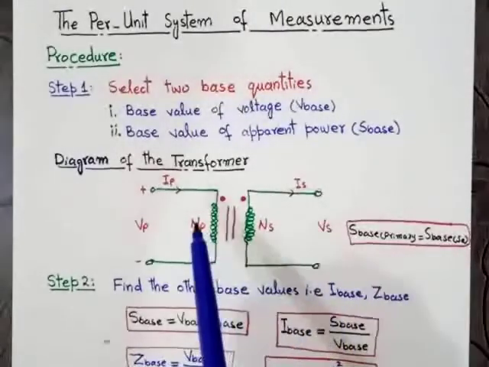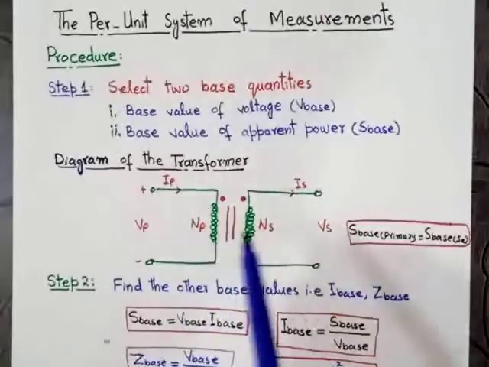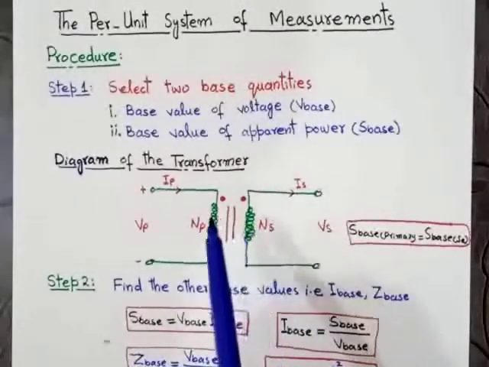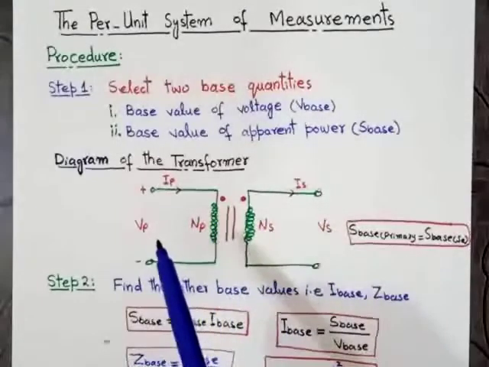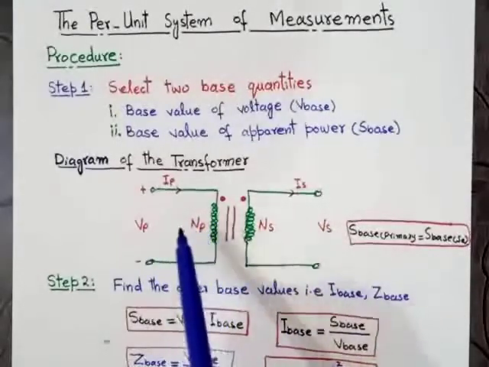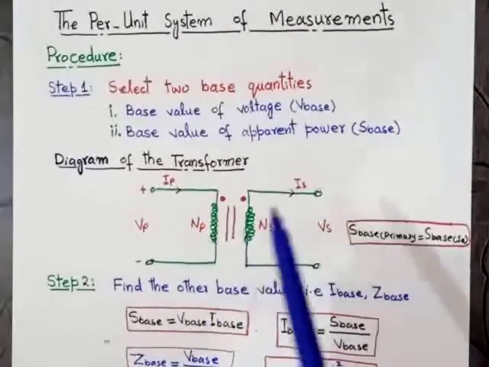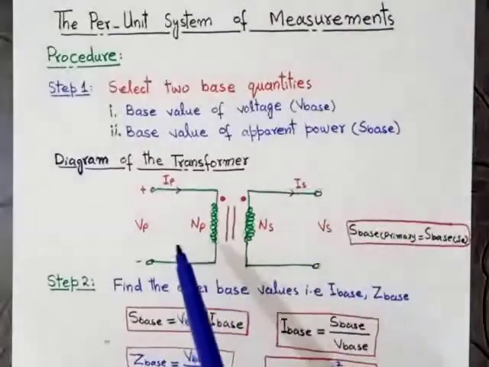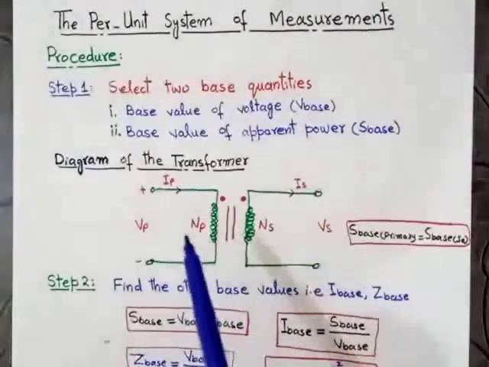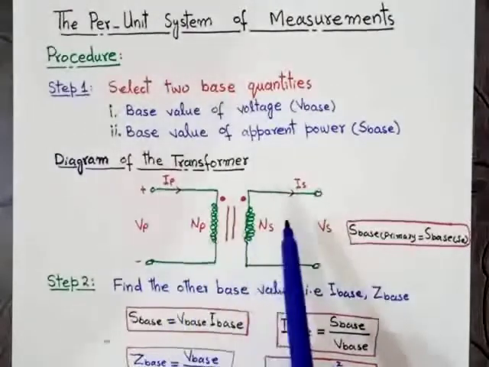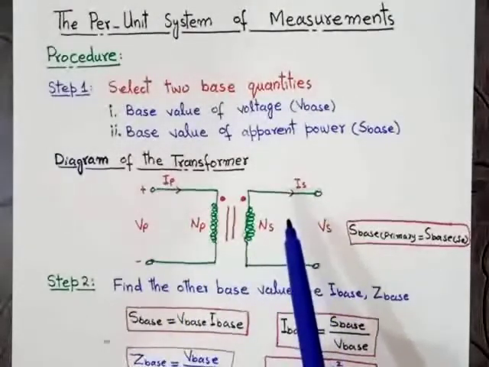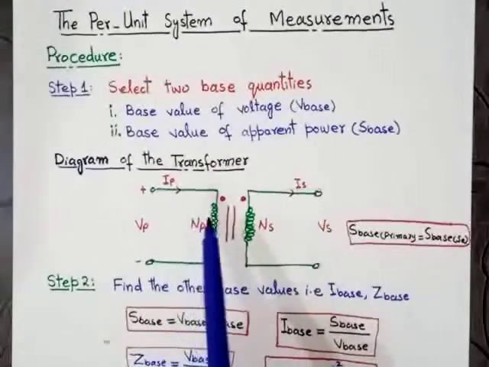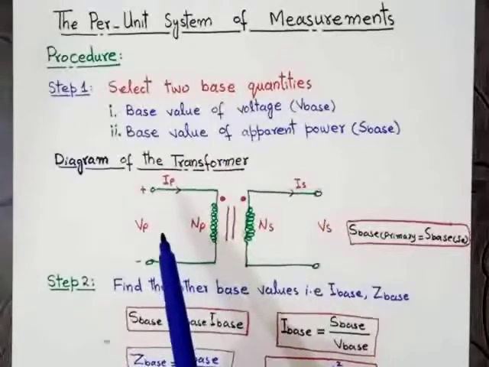As we know, in case of transformer, the power remains the same. Transformer does not change the power. Transformer does not step up or step down the power. Power can be real power, reactive power or apparent power. It means in case of transformer, the base power in the primary side will be equal to the base power in the secondary side. But a transformer basically steps up or steps down the voltages.